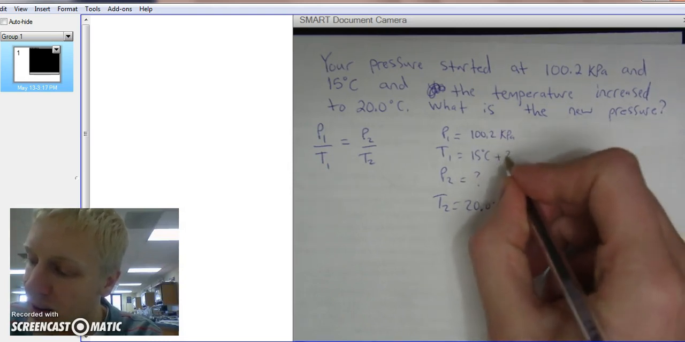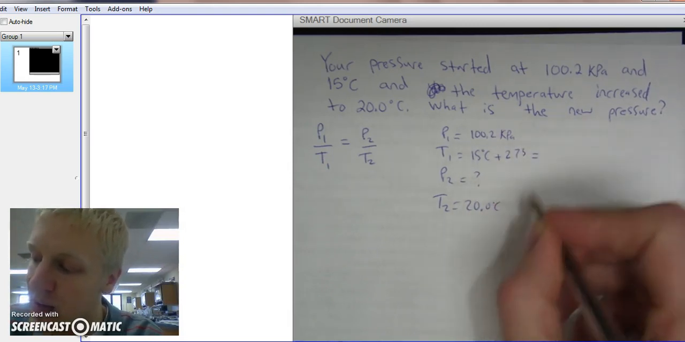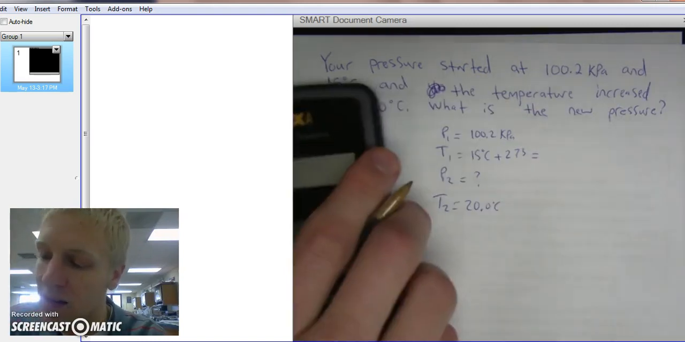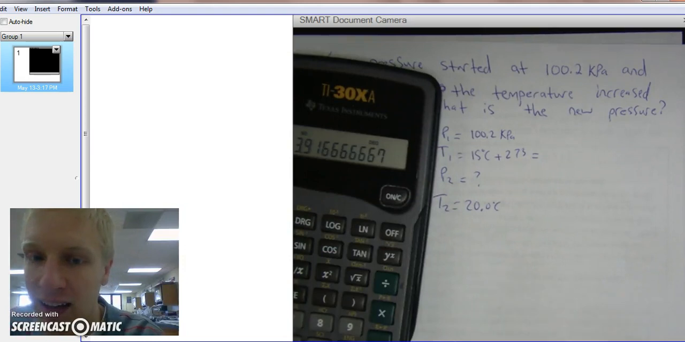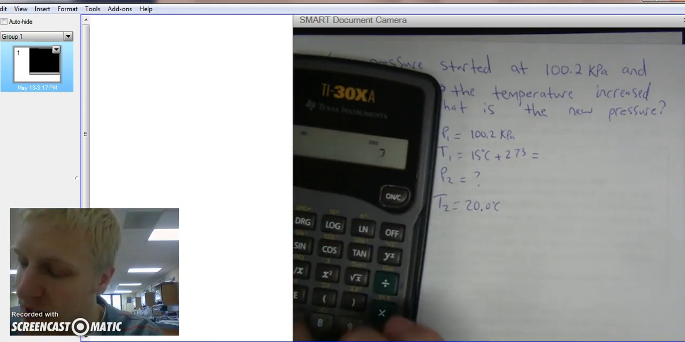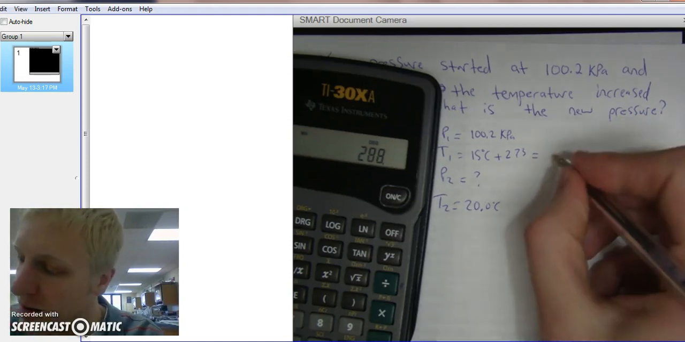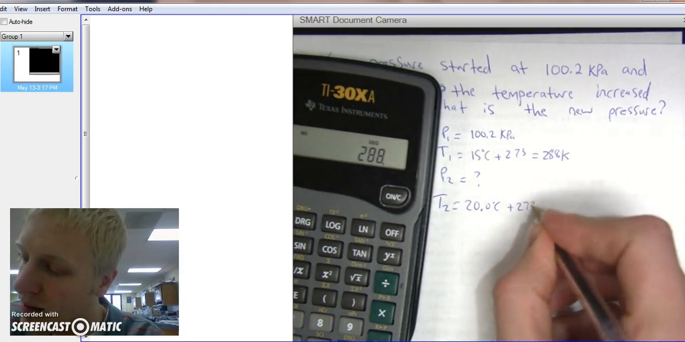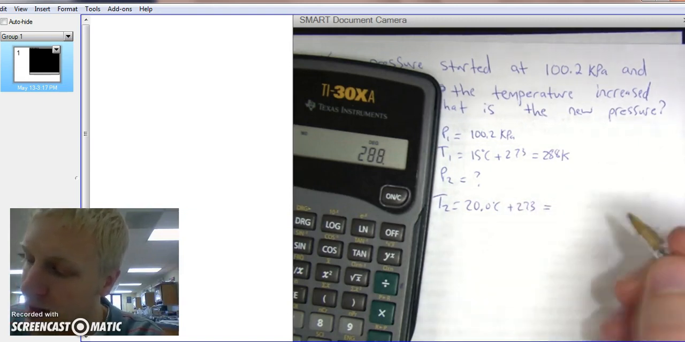My Celsius always needs to be converted to Kelvin by adding 273. Best way to do that is by using my calculator, which I bring to class each and every day. 15 plus 273 is 288 Kelvin. And my 20 plus 273, that's going to be 293.